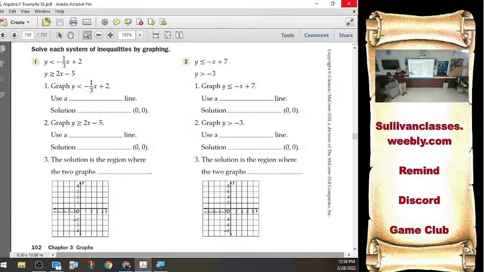There you go, 1 and 2. They're walking you through line by line, graph the thing, tell me the solutions, shade them. You try them. Okay, this is just a double dose of what we did last Thursday.